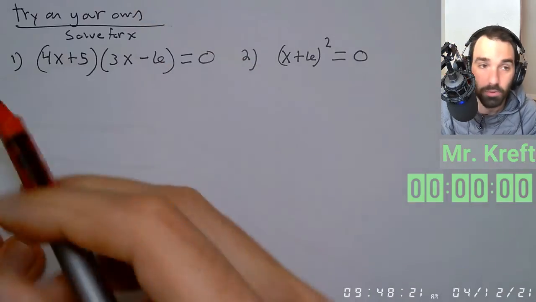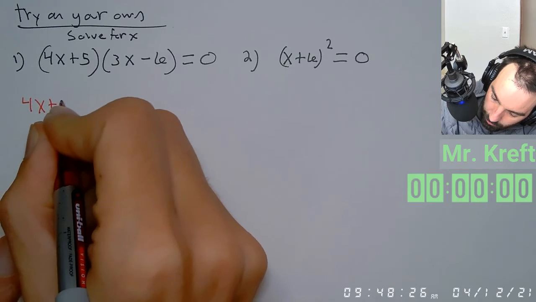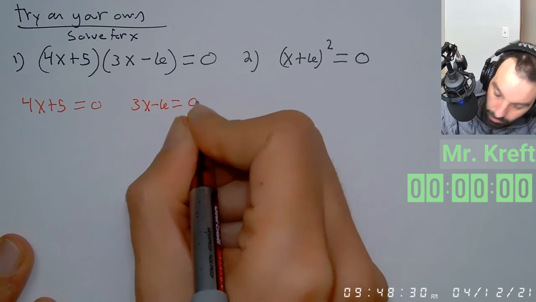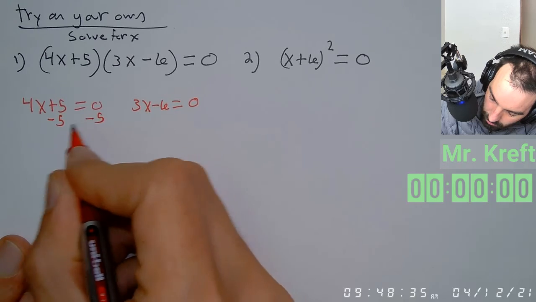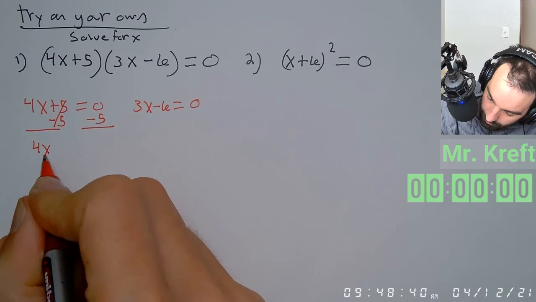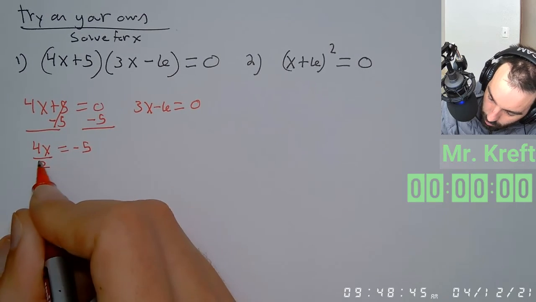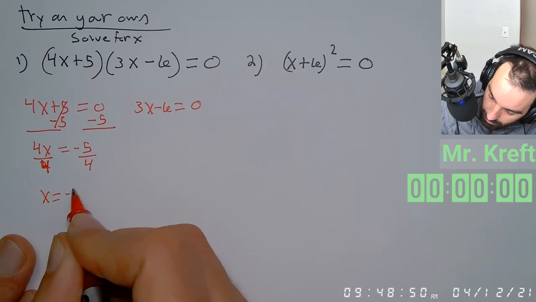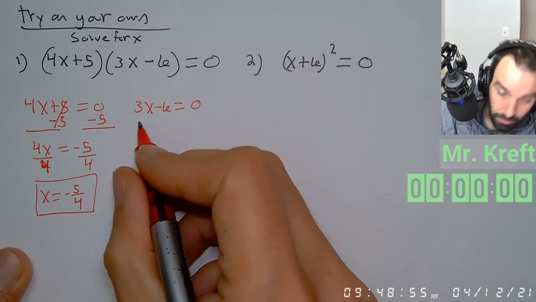All right, let's go over these. So again, we have two terms in this first one equals 0. So that's going to be 4x plus 5 equals 0, and then I'm also going to have 3x minus 6 equals 0. For this first one, I'm going to undo addition and subtraction first. So I'm going to subtract 5 from both sides, so I get 4x equals negative 5. And then this is 4 times x, so I'm going to divide by 4, not by 2, by 4. So I get x equals negative 5/4. You just leave it as a fraction.